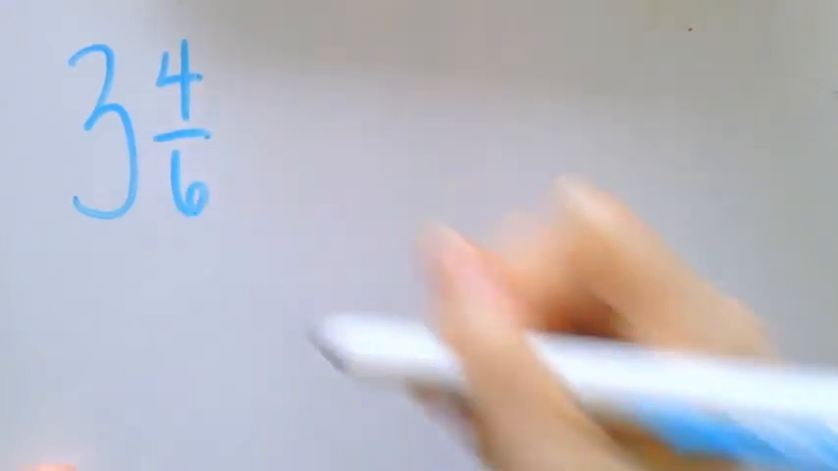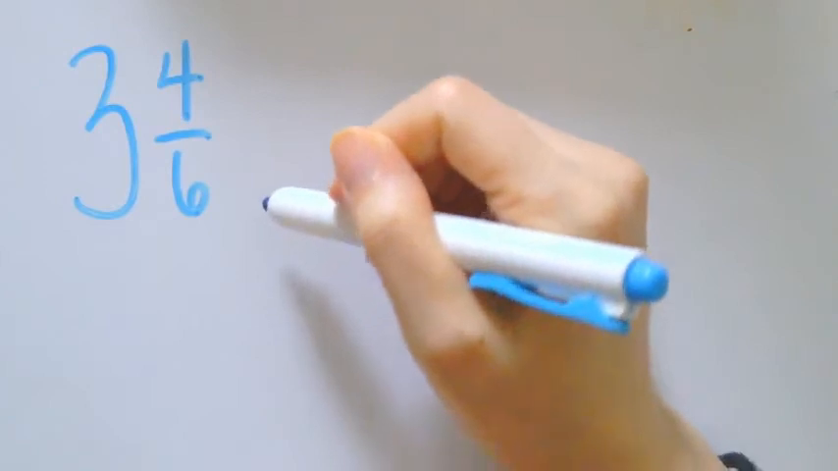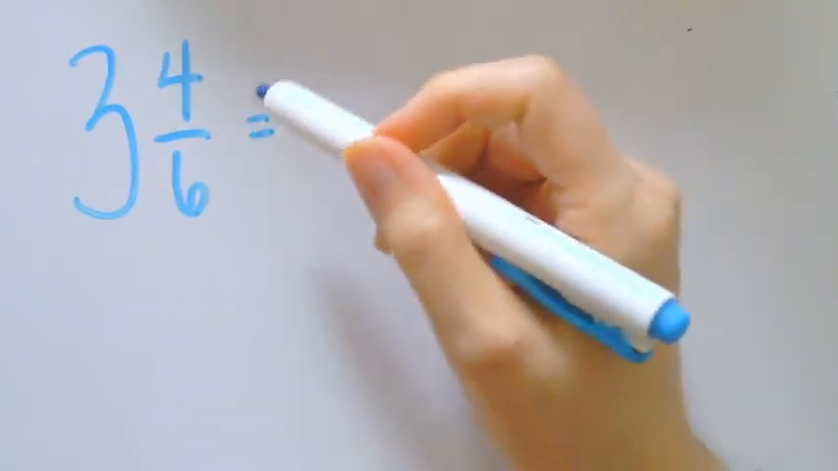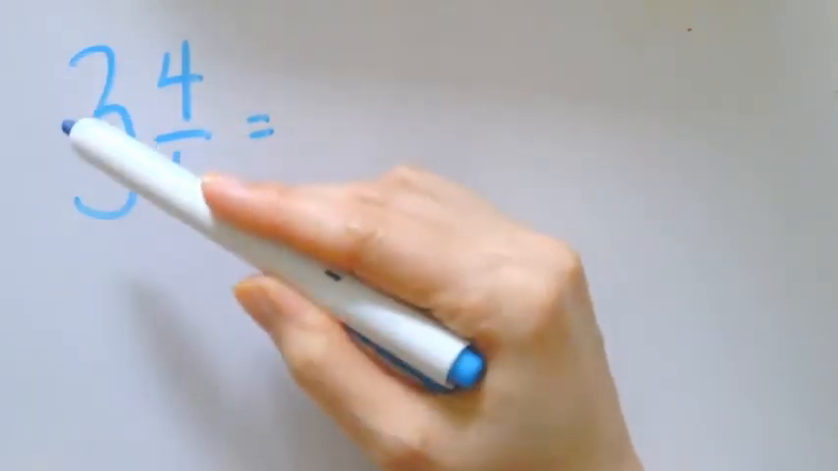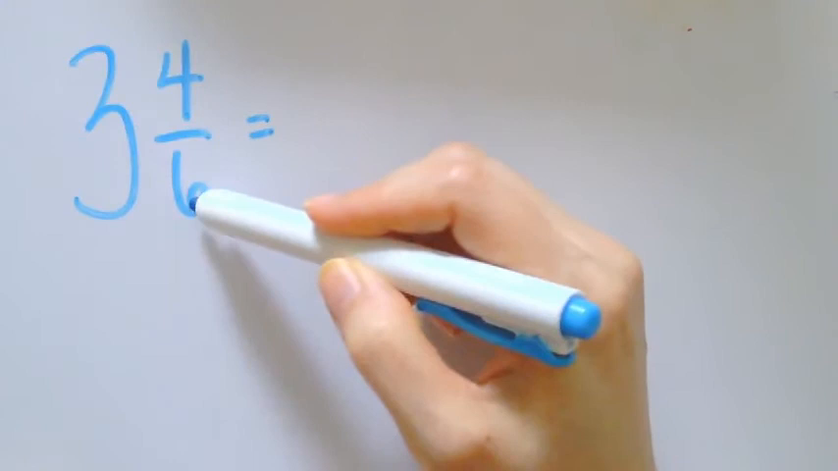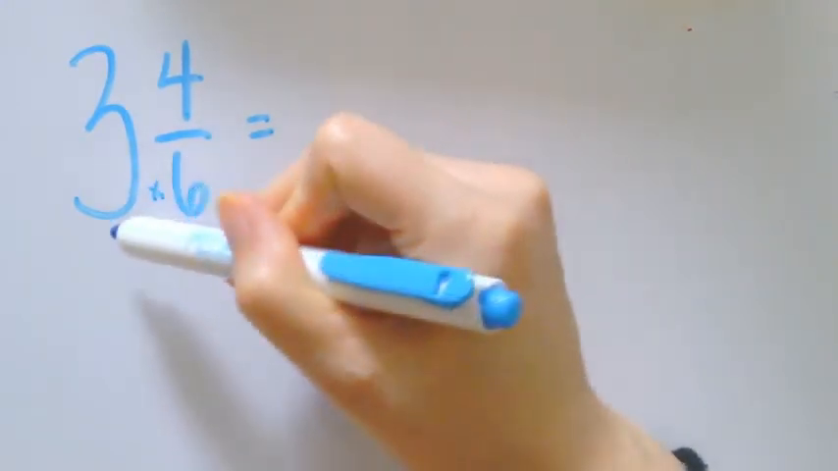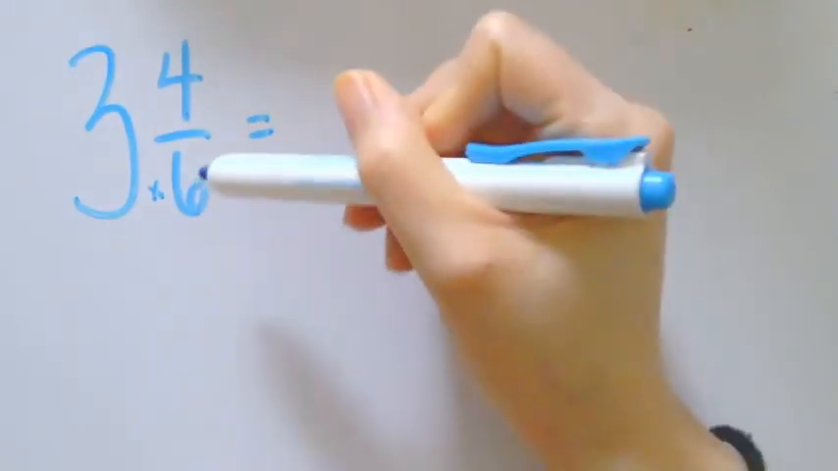Our next mixed number is 3 4/6. We want to change this into an improper fraction. In order to do that, we multiply our whole number with our denominator. 3 times 6 is 18.